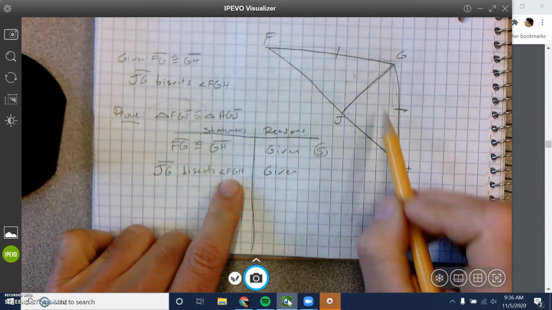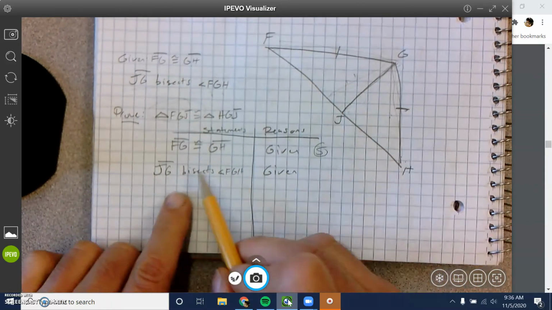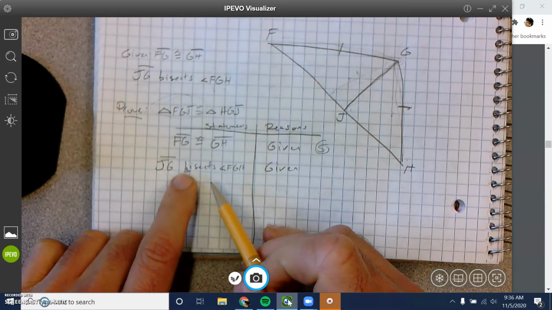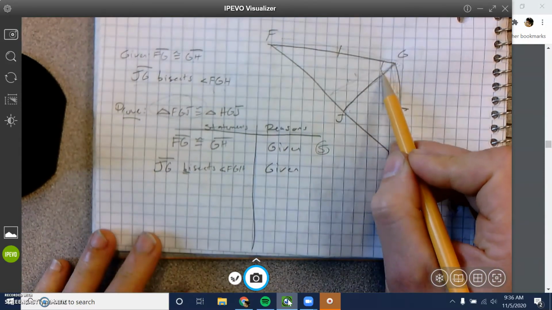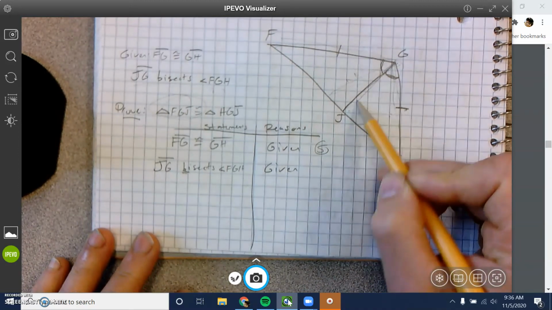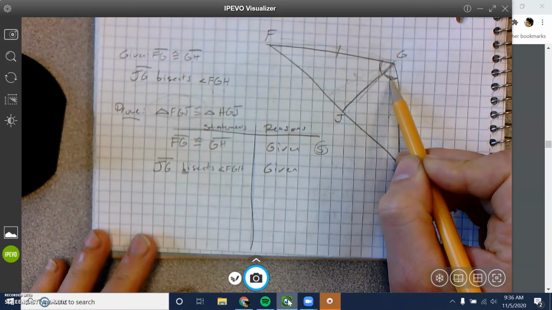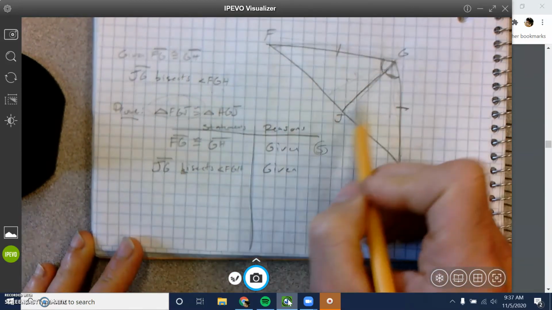So FG, GH. So this bisects. What's bisect mean? Yeah, cut into two equal pieces. See, bi, that means two. So like bicycle, two wheels. So that would mean that this angle is congruent to this angle, because bisect means cut in half. So what do we just do? So we have two angles now that are congruent.